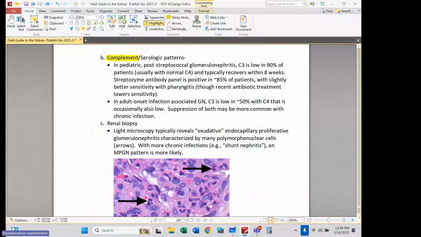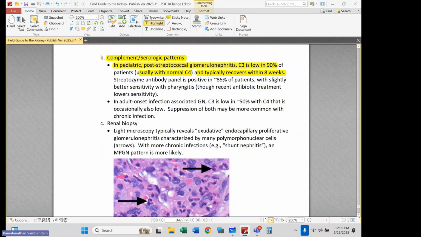Now, what are some of the non-invasive patterns in complement and serologies that you can use to narrow down the differential diagnosis to this subset of likely GNs? Well, there's a greater usefulness or reliability of these non-invasive markers in the classic pediatric post-streptococcal GN. C3 is fairly consistently depressed in this infection-associated GN, and it's usually with a normal C4, and that typically recovers within about 2 months.